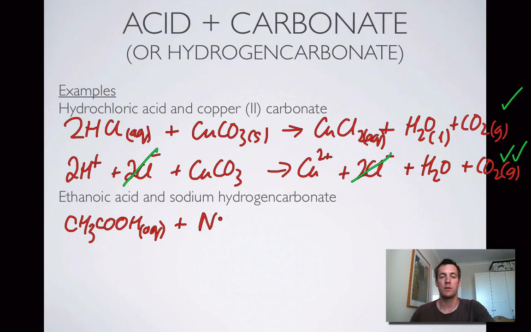Sodium hydrogen carbonate. Okay, again, this is an ion that a lot of people will forget. HCO3-. So 1+, 1-, there's the formula of it. What are we going to make? Well, still a salt and water and carbon dioxide. This time it's going to be sodium ethanoate.